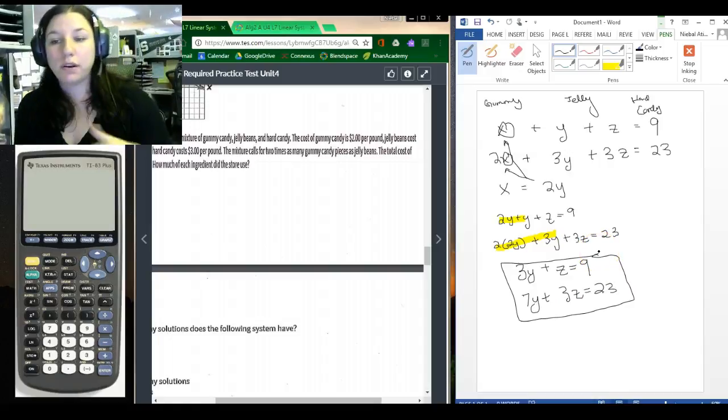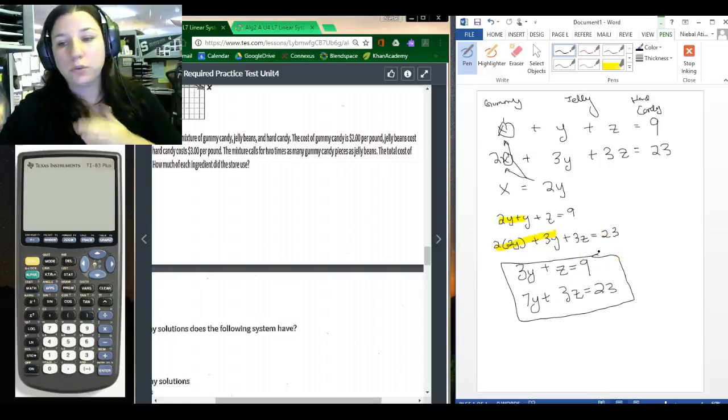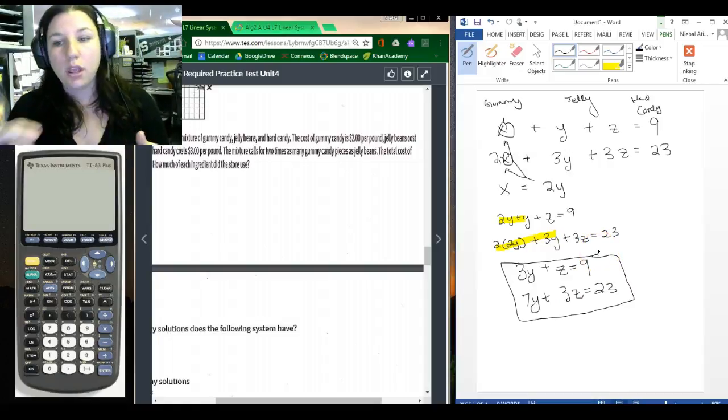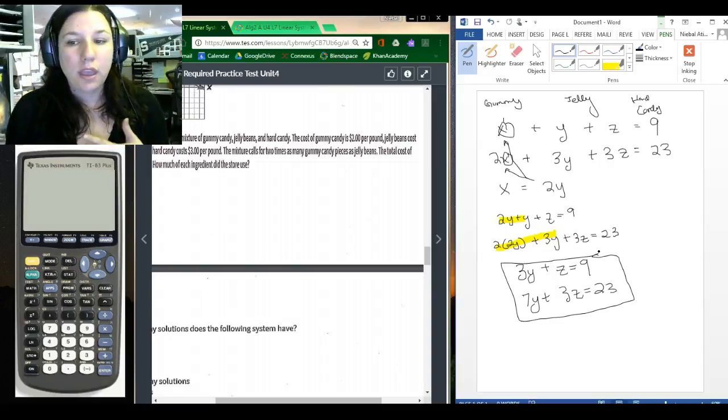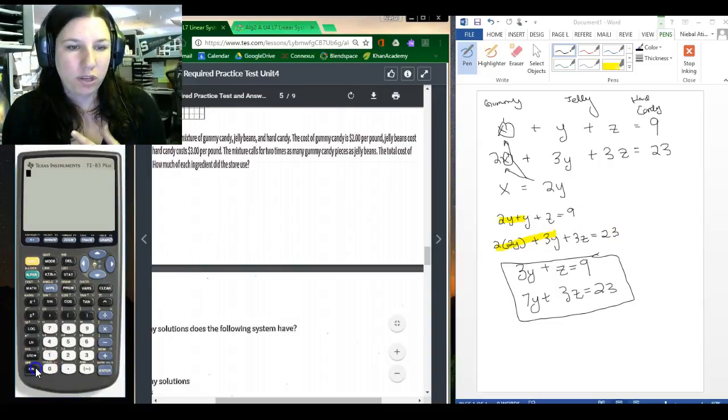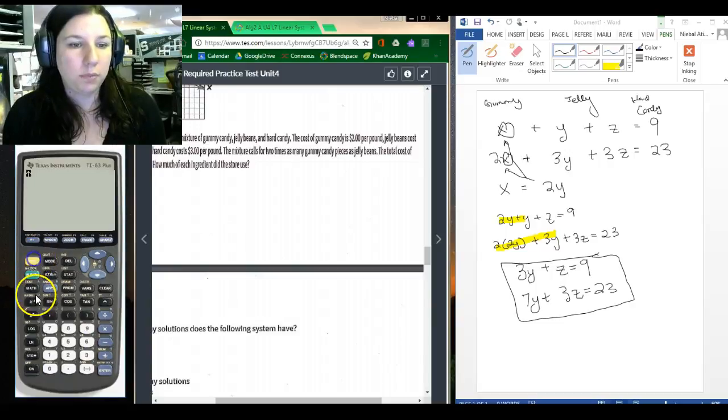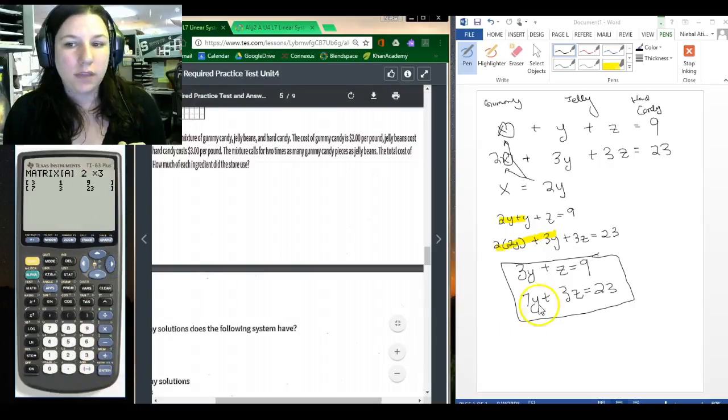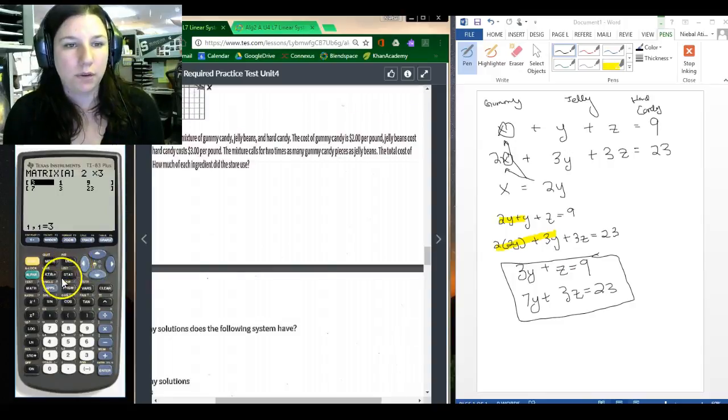Okay, so now I've narrowed it down. You can still use substitution, elimination, or matrices, but since this is such a long question, I'm going to go with matrices at this point to shortcut things for me. So I'm going to go to second matrix, over to edit. This has 2 rows and 3 columns, and then I've entered in my numbers. So we have 3, 1, and 9, and then 7, 3, and 23.